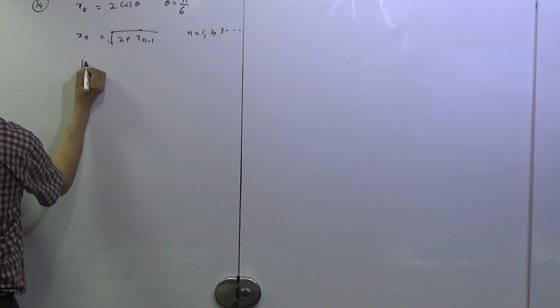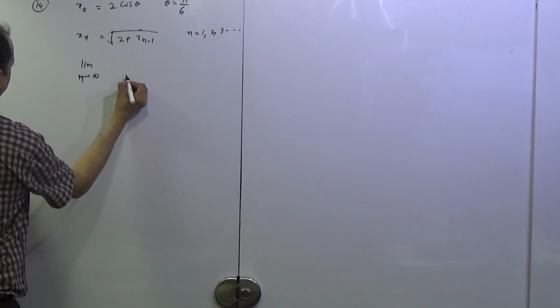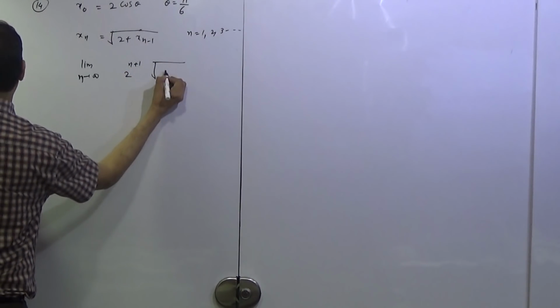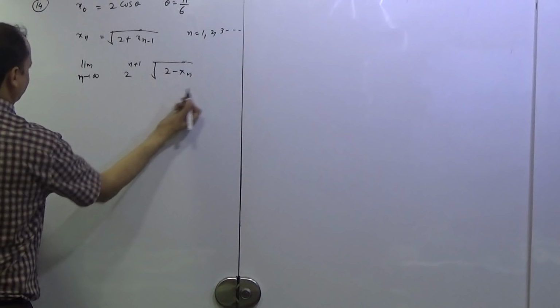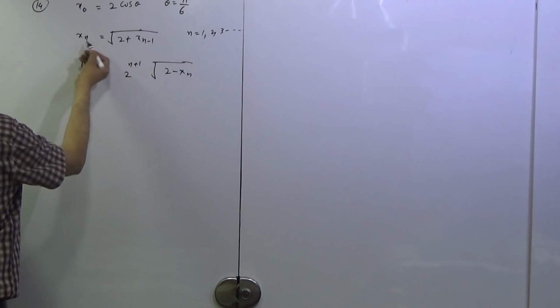And you need to solve the limit as n approaches infinity of 2 raised to power n plus 1 under root 2 minus xn. This is a recurrence relation given to you. You have to solve this, and the relation is given to you.